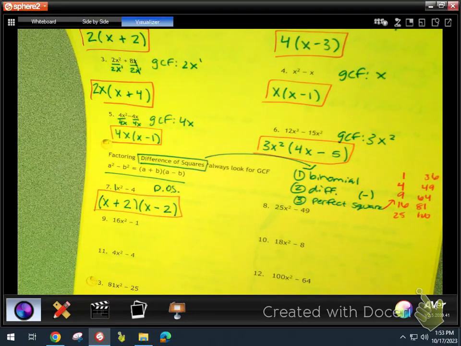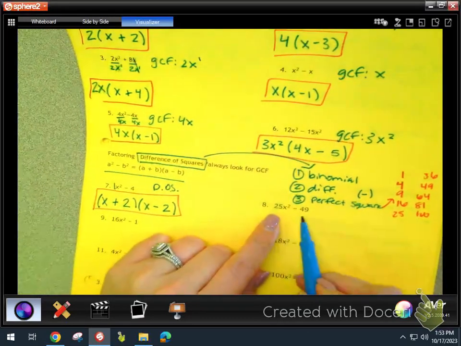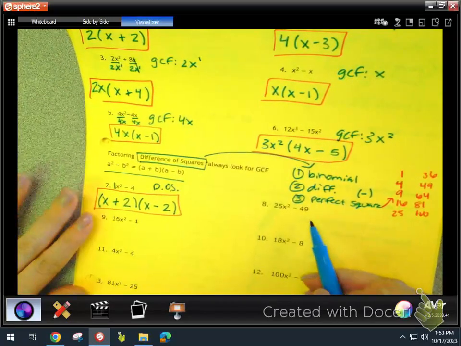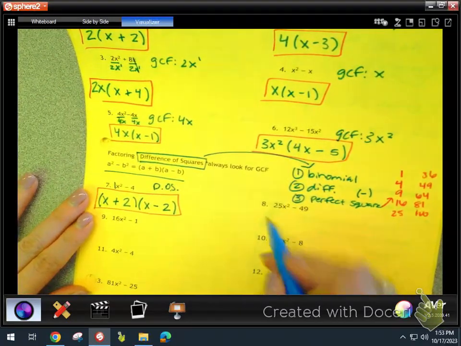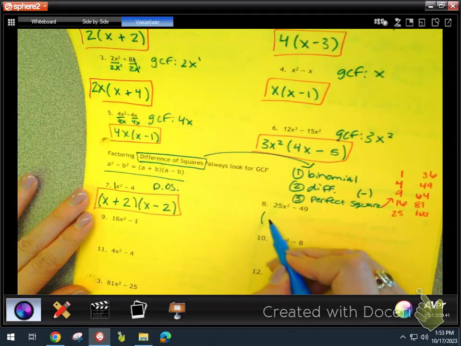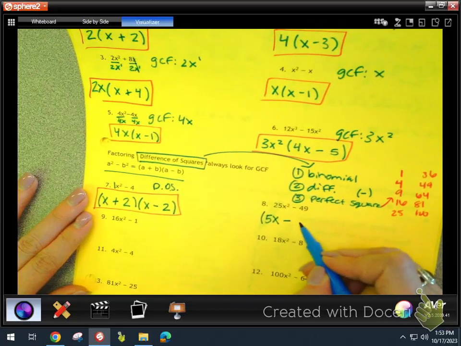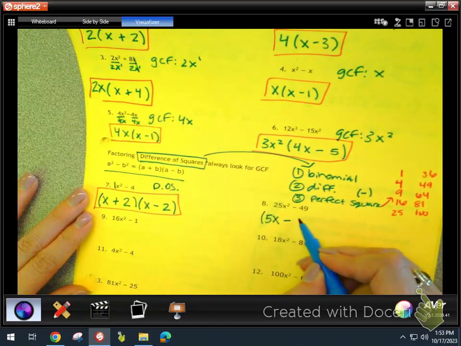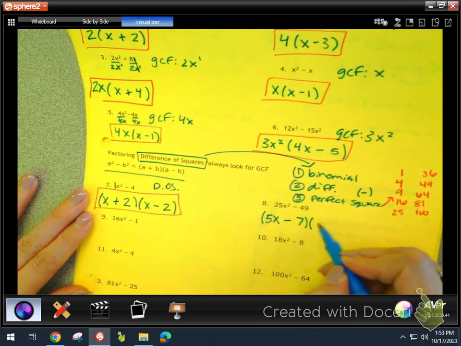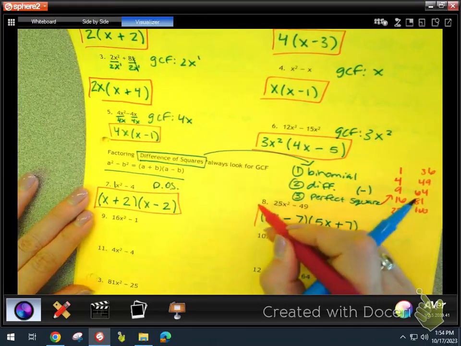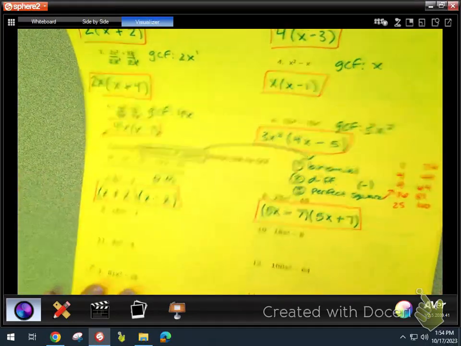Okay, let's do 8 real quick. 25x squared minus 49. Is it a DOS? Yes, because it's a binomial, it's a difference, 25, 49. Do we have a GCF here? No, we don't. So what's the square root of 25x squared? 5x. Is it okay if you put the minus first? Sure. Square root of 49? So then my other factor is... And you can do whichever order. I normally do the plus first, but I just want to show you could do minus first.